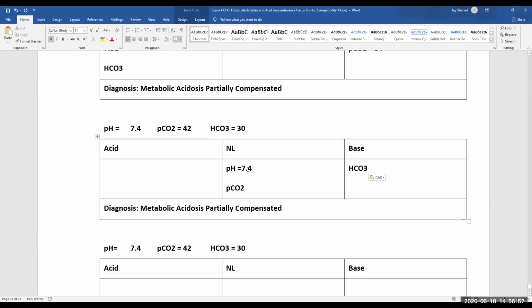Good try. So what do we have here? Metabolic alkalosis uncompensated. Yeah, because it's close to the normal. Absolutely. You guys got that one? That was a hard one. So, is it compensated? No. It's not.